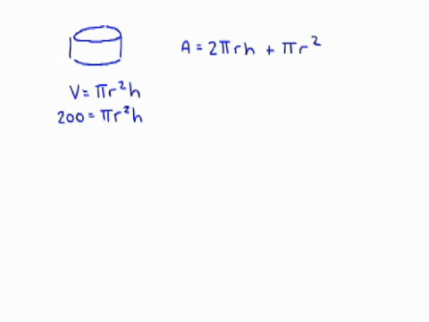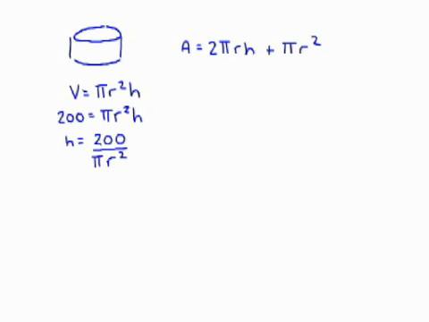Now when you take a look at that equation, you'll note that we are dealing with three variables, A, r, and h. So this isn't a function. What we'd like to do is make it into a function. So what we can do is return back to our volume equation, 200 equals pi r squared h, and rearrange that equation and solve for h in terms of r. So h is going to be equal to 200 divided by pi r squared.